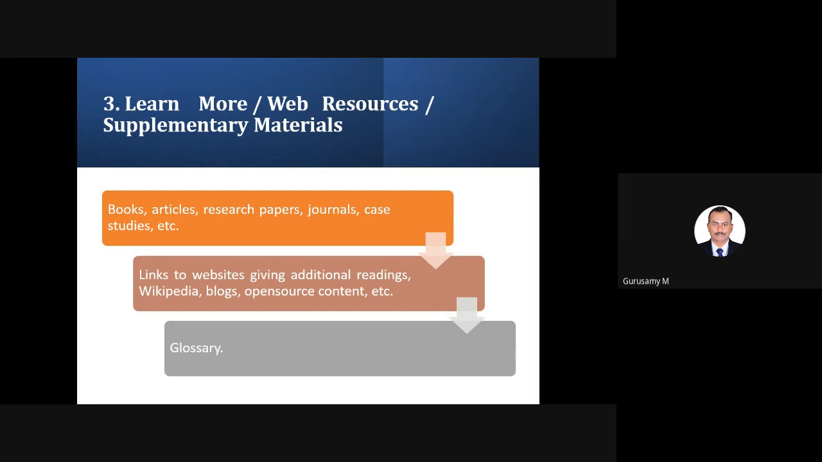You should give the books, with the book name, author name, publisher name, and year, everything we can provide. Research articles and research papers also we can provide to the students through the e-content. Whatever extra content is required, we can provide some open source content, some blogs, and a glossary. The glossary is nothing but the important terms used in your e-content, and that content should be provided in alphabetical order.